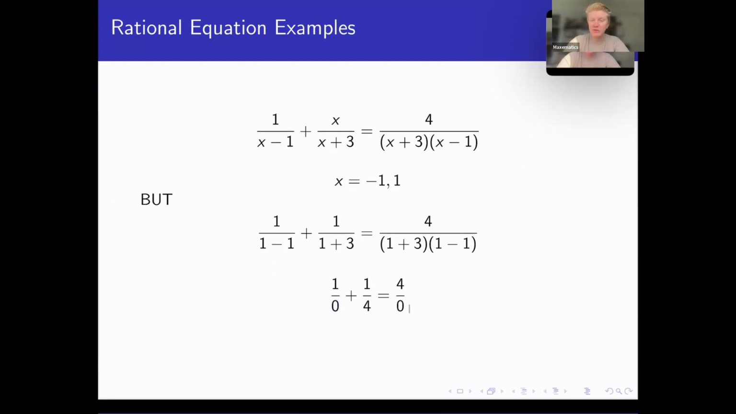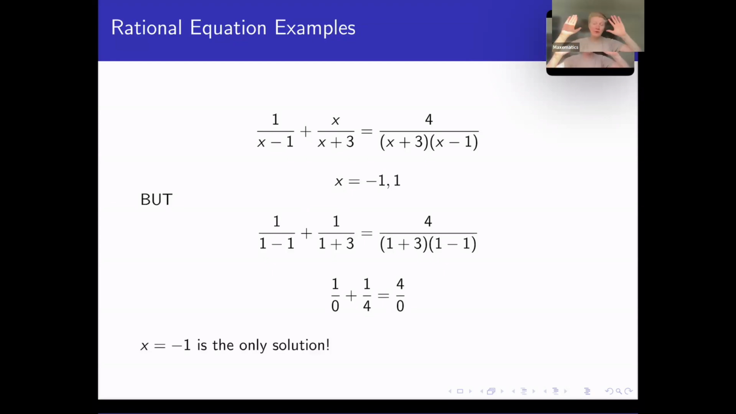4 over 0 is undefined. X was never able to be equal to 1 to begin with. So x equals 1 is extraneous. It doesn't count. The only solution is x equals -1.